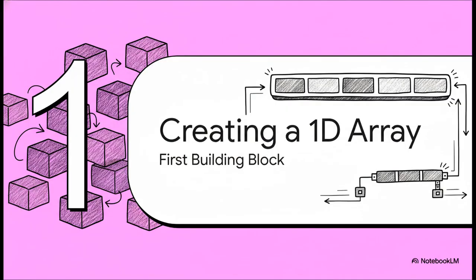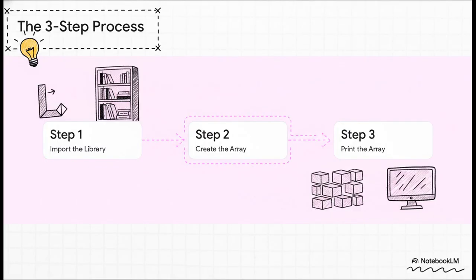All right, time to roll up our sleeves. We're going to start with the most basic building block of them all, the one-dimensional array. If it helps, you can just picture it as a single row of numbers in a spreadsheet. It really is the foundation for everything else we're going to build. Making our first array is really as easy as 1, 2, 3. First, we've got to import the NumPy library so we can use it. Then we'll actually create the array. And finally, we'll print it out just to admire our work.